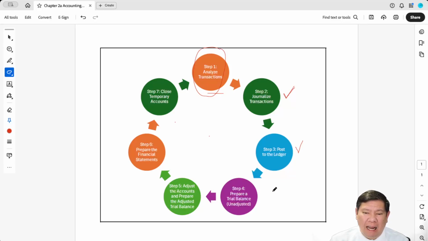And once we have the ending balance, we can summarize it in a trial balance. Trial balance lists all accounts with the ending balances. If it's a debit account, the ending balance will be on debit. If it's a credit account, the ending balance will be on credit. And trial balance helps us check if the total amount on the left-hand side and the total amount on the right-hand side are the same.